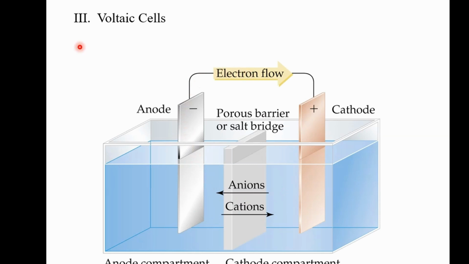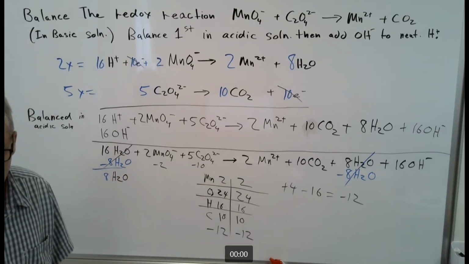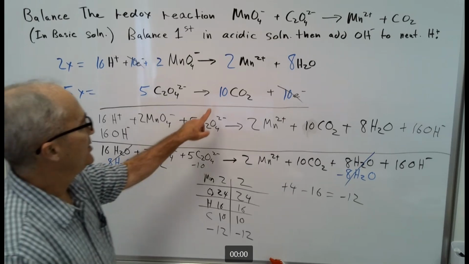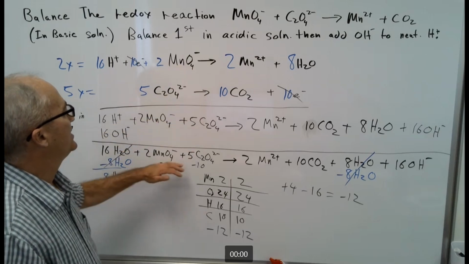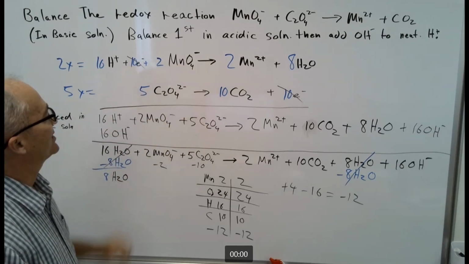So here we have what we call a voltaic cell. Could be a battery. And we have some other interesting words, anode and cathode. Looks like the anode is going to get oxidized. Electrons leave. In fact, let's go back to our problem here. What is the reducing agent? What is the oxidizing agent? Reducing agents supply electrons. Oxidizing agents suck up electrons.